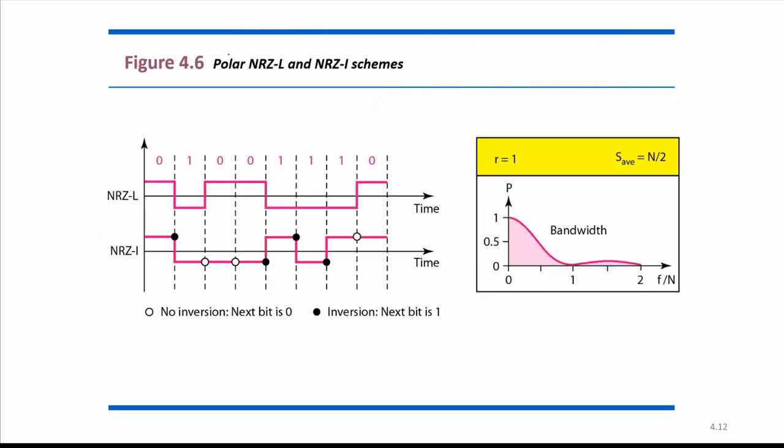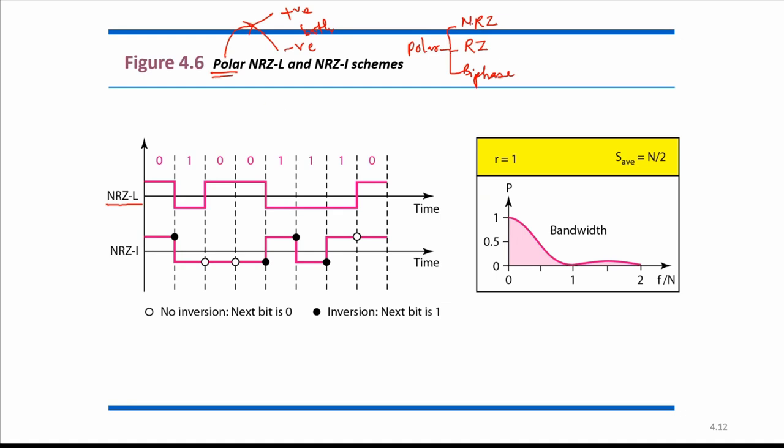The next one we will see is polar. What is the meaning of polar? Polar means it has both positive and negative components, and that's why it is called polar. In polar, we have 3 different techniques: NRZ, RZ, and Biphase.